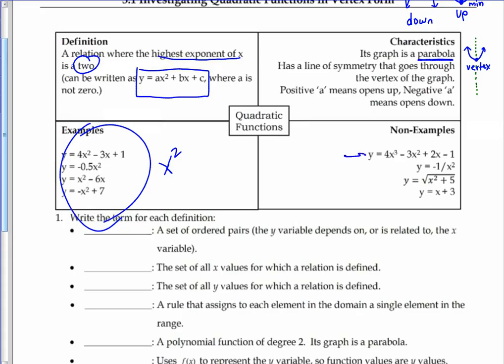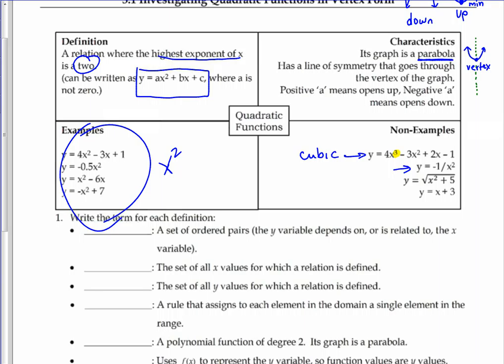Non-examples. Why is this first one not a quadratic? The highest exponent is a 3. That's actually called a cubic, which you'll learn about more in Math 30.